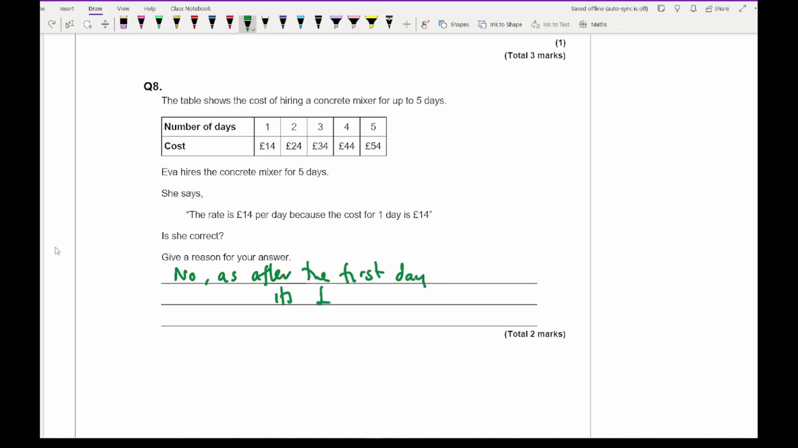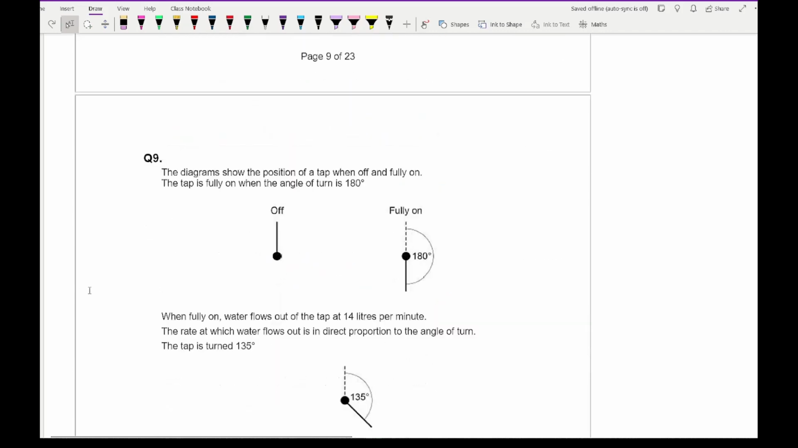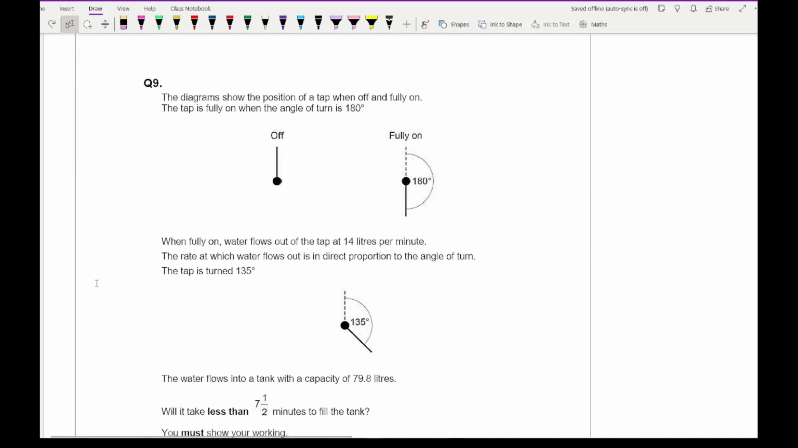it's £10 per day. So something along those lines will be absolutely fine. You don't need to quote that word for word, but something along the lines of the fact that for 2 days would then therefore cost £28, in which it doesn't. So you can either give an example of where she's wrong, or you can state something similar to what I've written there.